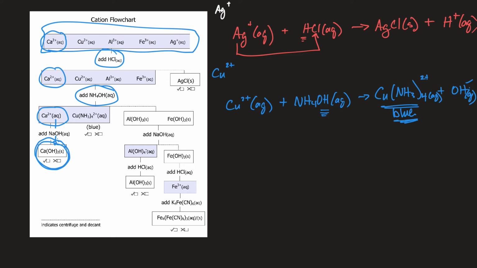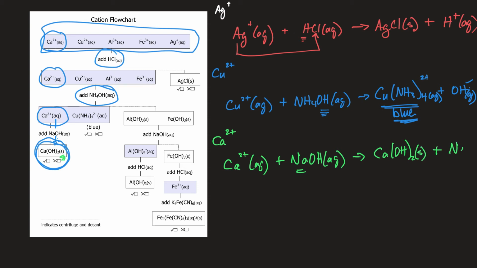So for calcium, I'll do it in green. I would probably say something like calcium 2 plus aqueous plus sodium hydroxide, also in solution, produces this calcium hydroxide, and it was a solid, some kind of a precipitate, plus then you'd be left with sodium ions, also aqueous. Okay, hopefully you're getting the idea of what you need to do for writing the equations.